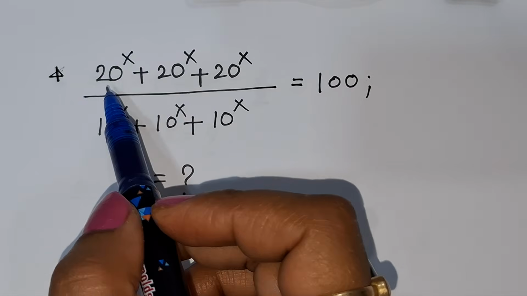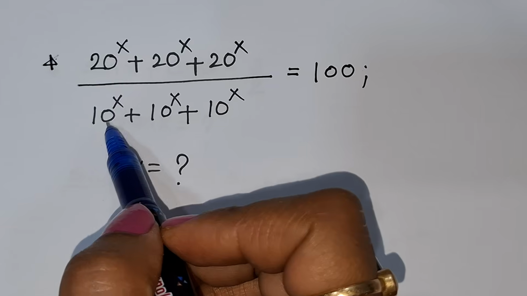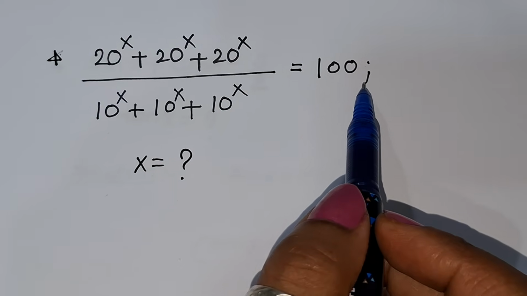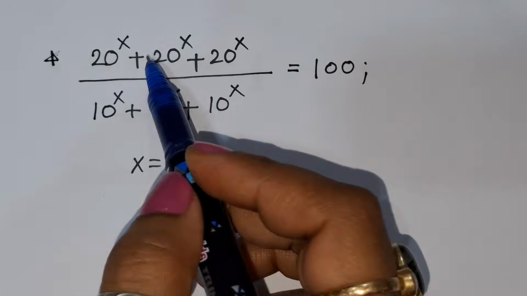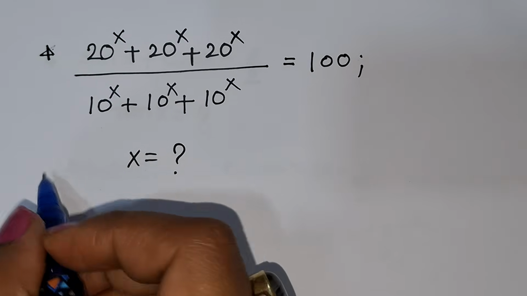The question is: given (20^x + 20^x + 20^x) divided by (10^x + 10^x + 10^x) is equal to 100, we have to find the value of x in this equation. So let's see how we can find the value of x.